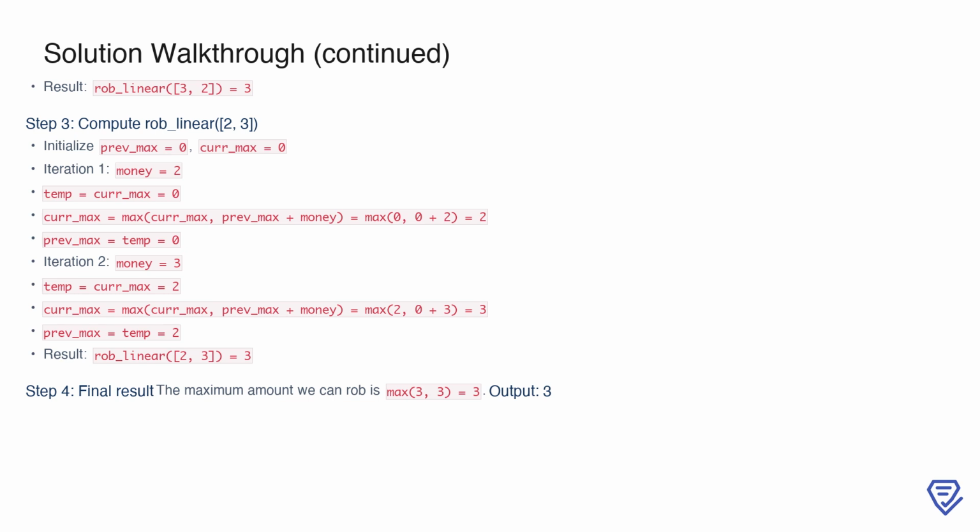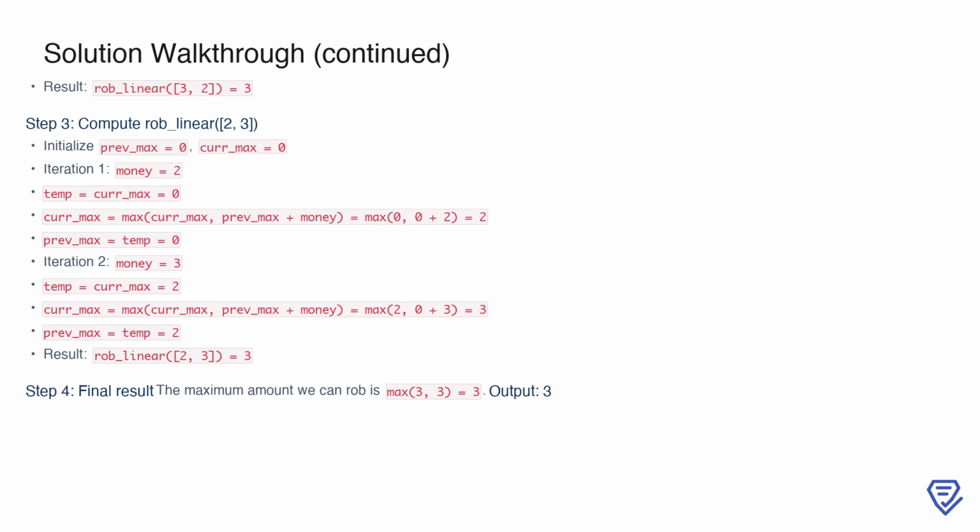Now, we move on to the second scenario, where we exclude the last house and compute rob_linear for the sequence 2, 3. Again, we start with prev_max and cur_max both set to 0. At the first step, the house value is 2. The current maximum becomes max(0, 0 plus 2), which is 2, and we update prev_max to 0. At the second step, the house value is 3. We calculate the current maximum as max(2, 0 plus 3), which is 3, and update prev_max to 2. The result for this sequence is also 3.